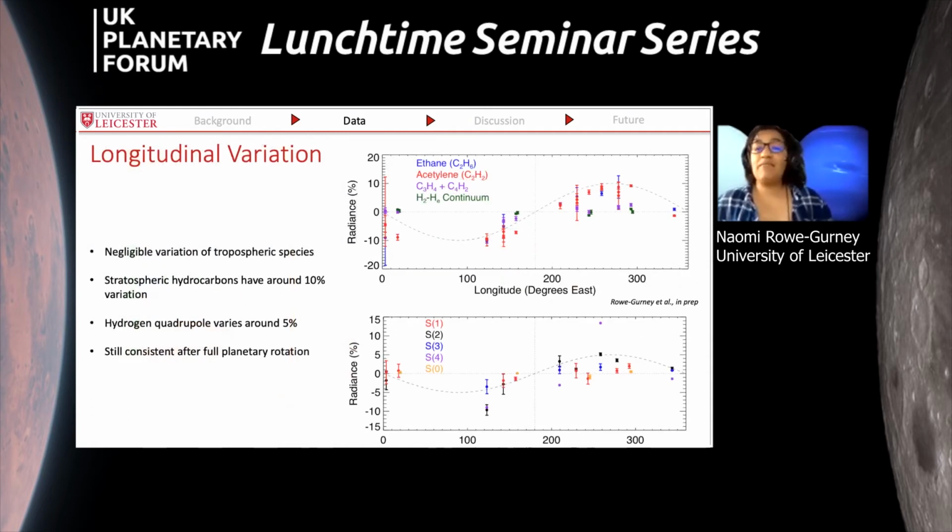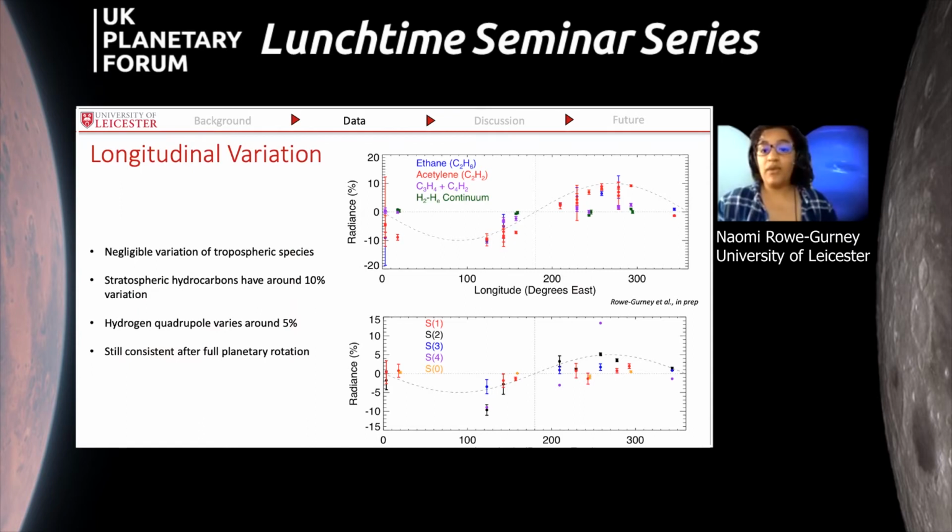And we see the same pattern in other stratospheric hydrocarbons. So these are the others: ethane, acetylene, methylacetylene and diacetylene. And we can see that they have up to a 10% variation. And we also see the same variation in the hydrogen quadrupole, which is present in the upper troposphere. And we can also see that it's consistent after that one full planetary rotation that we were talking about.